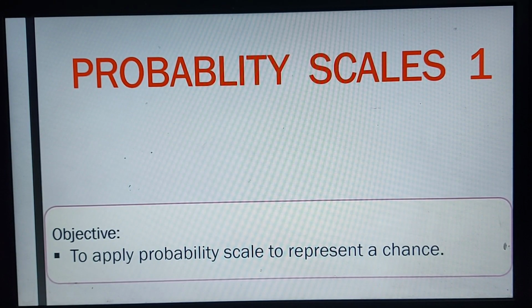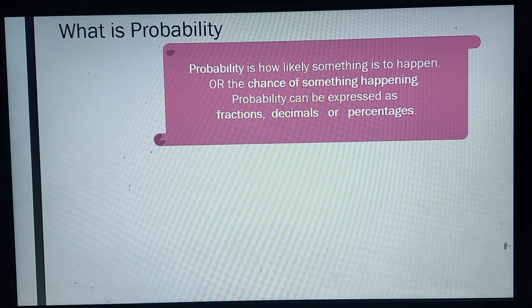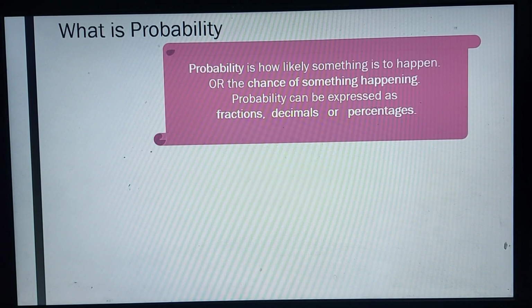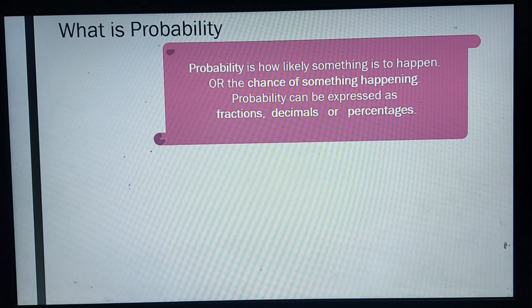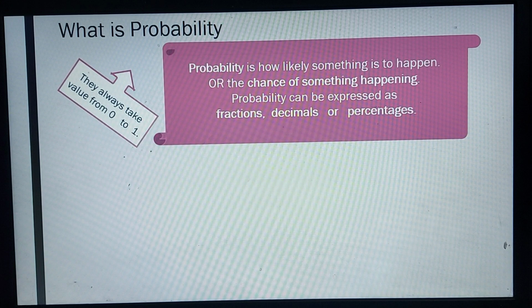So our lesson today is about probability scales, and we are going to see how to apply a probability scale to represent a chance. So what is probability? Probability is how likely something is to happen, or we can say that probability is the chance of something happening. Probability can be expressed as fractions, decimals, or percentages, and they always take value from 0 to 1.